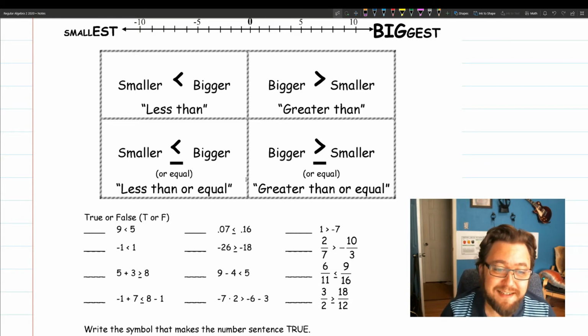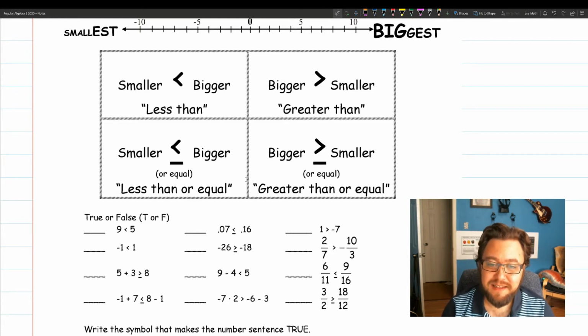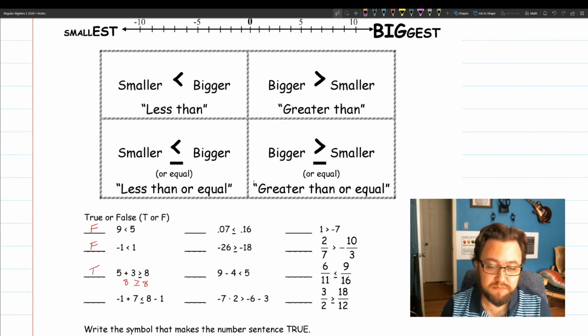I'm going to read these out the way they are written, and I think that may help us determine if they're true or false. So this says that 9 is less than 5. That's false. So I'm going to go down instead of across. -1 is less than 1. That is also false. We have 5 plus 3, so let's add that. That's 5, 6, 7, 8. 8 is greater than or equal to 8. That is true.